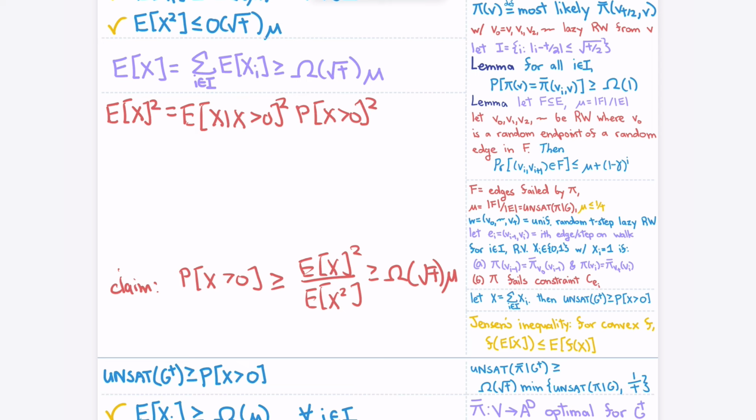Now, okay, I'll let you tell me why this is true. So the expectation of x given x is greater than 0, squared, is at most the expectation of x squared given x is greater than 0. Oh, yeah, this is Jensen's inequality, which has quietly appeared in the bottom right corner.